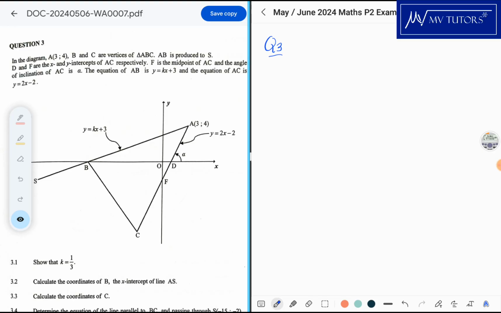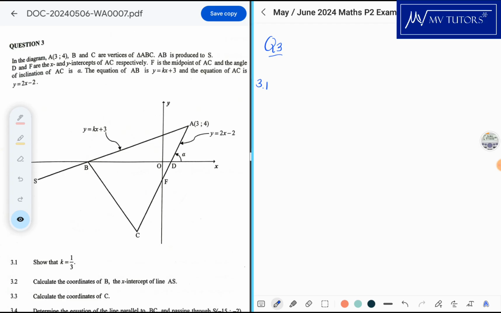The equation of AB is y is equal to kx plus 3. So the gradient is k at the moment, and it's a positive gradient. And the equation of AC has been given to us as y is equal to 2x minus 2. So at least we know there where F is, and that is actually minus 2. Okay, cool.